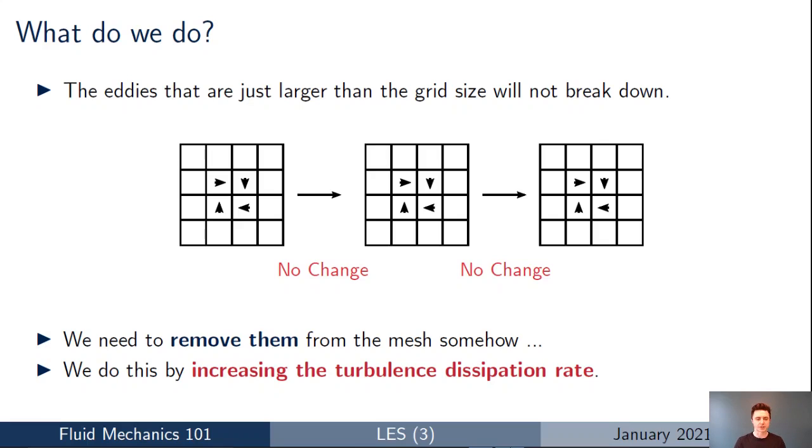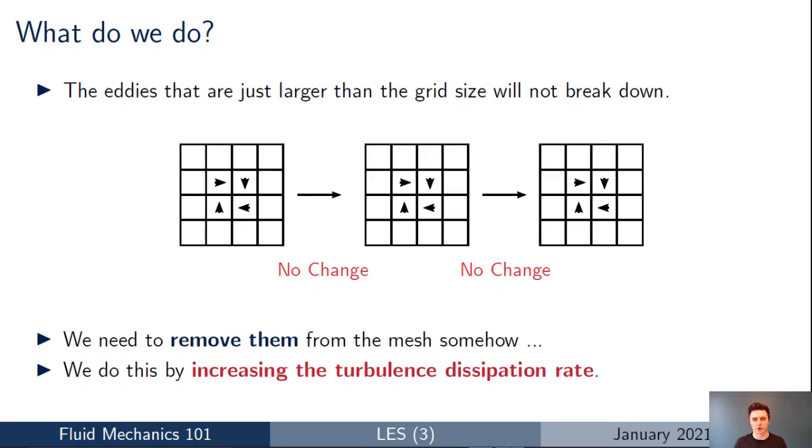So we've got to come up with some kind of a method that we can take that eddy and get rid of it from the mesh so that our kinetic energy of our flow is brought down to the correct level. And the method that we use to do this is by increasing the turbulent dissipation rate. And don't worry if you don't fully understand what that means at the moment. I'm going to go into a lot more detail so that you understand what it means.